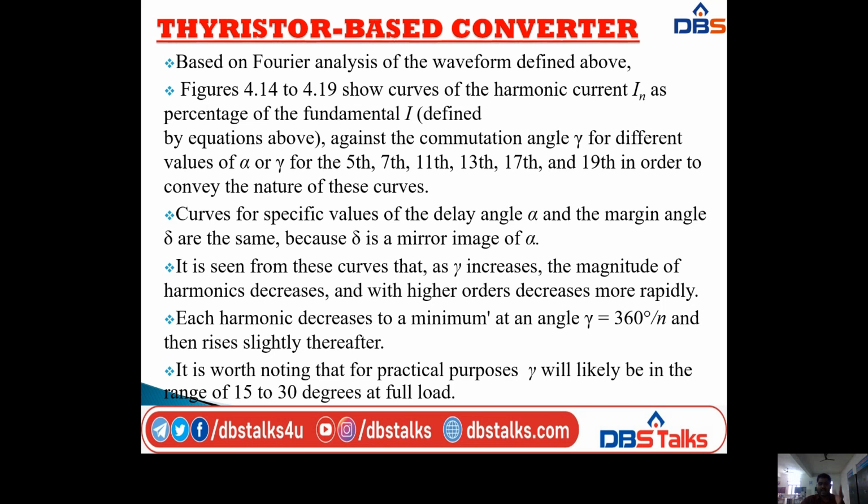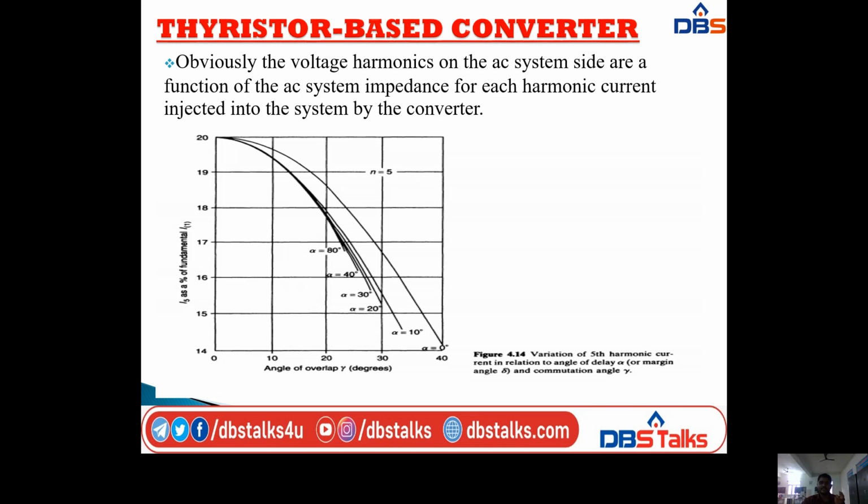Okay, I will show in the next the total 5 diagrams. These 5 diagrams have the curves of the harmonic current IN as percentage of the fundamental I against the commutation angle gamma for different values. Obviously the voltage harmonics on the AC system side are a function of the AC system impedance for each harmonic current injected into the system by the converter.